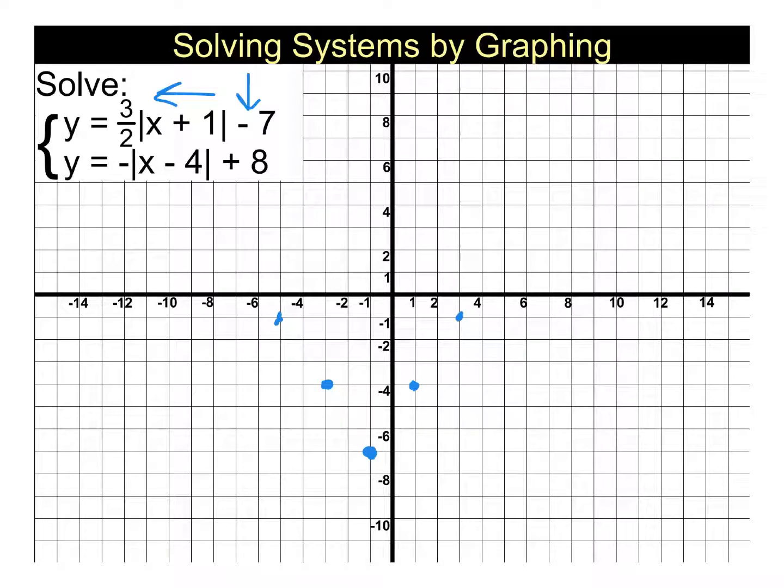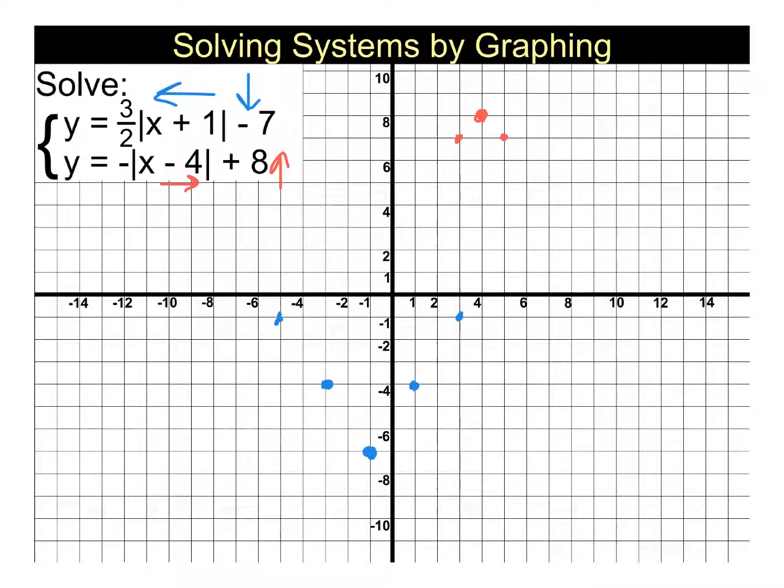On the second one, the minus 4 means right 4, the plus 8 means up 8, so I start by going right 4, up 8, plotting a point there. And then in this case, it's a negative absolute value, so that means that it's been reflected across the x-axis, or in other words, flipped upside down. Practically speaking, that means that instead of opening upward, it's opening downward.